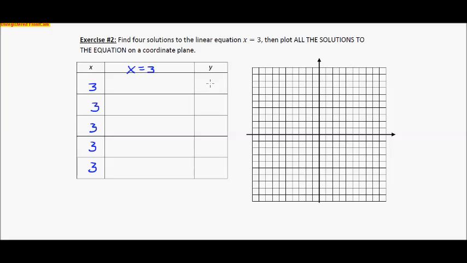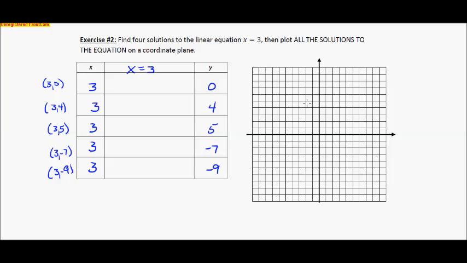So I can plug in a 0, I can plug in a 4, I can plug in a 5. How about a -7? Sure. -9? Absolutely. So this is 3 comma 0. This is 3 comma 4. 3 comma 5. 3 comma -7. And 3 comma -9.